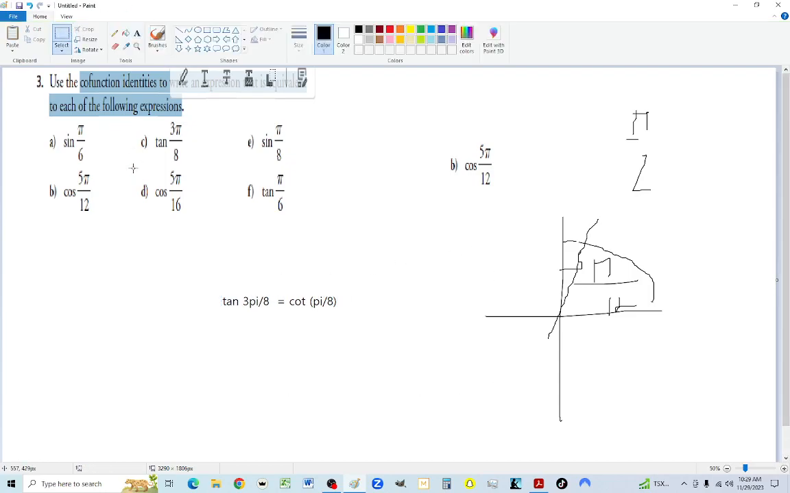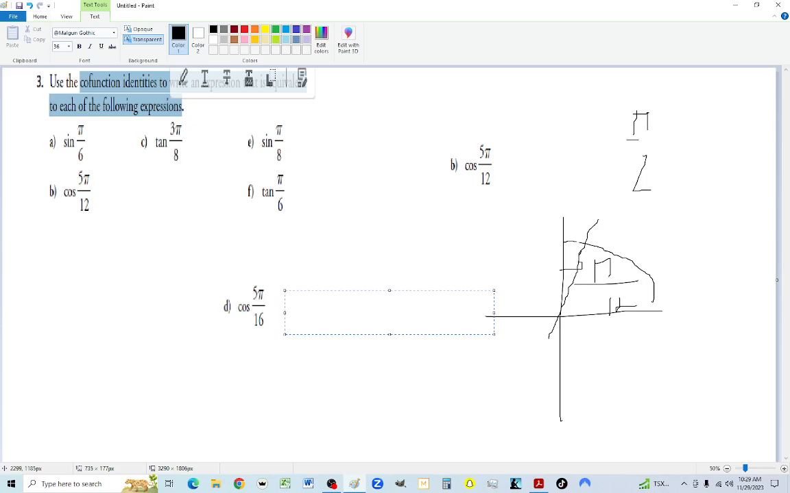This one is just short of 90 degrees as well. So it's going to be equal to the sine of 90 degrees minus 5 pi over 16. You've got to get this over 16, so you multiply top and bottom by 8. 8 pi minus 5 pi is 3 pi over 16, and it can't be simplified. So there you go. That's the equivalent.